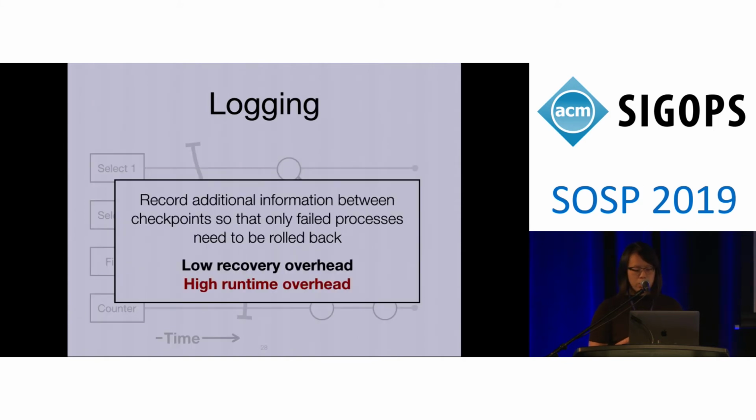So in a logging approach, the idea is to record additional information between checkpoints so that only the failed processes need to be rolled back and replayed. And that reduces the recovery overhead, but the runtime overhead is much higher than in global checkpointing, and that's because you have to record this additional information during runtime.